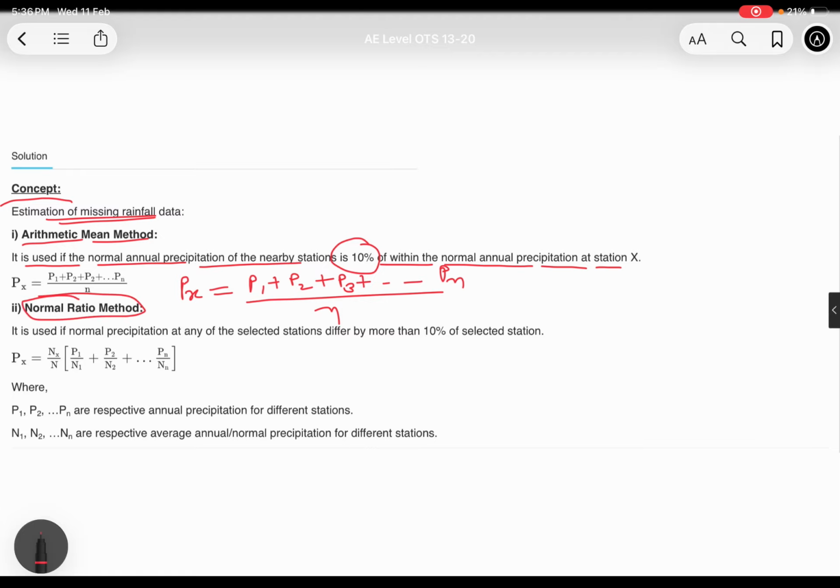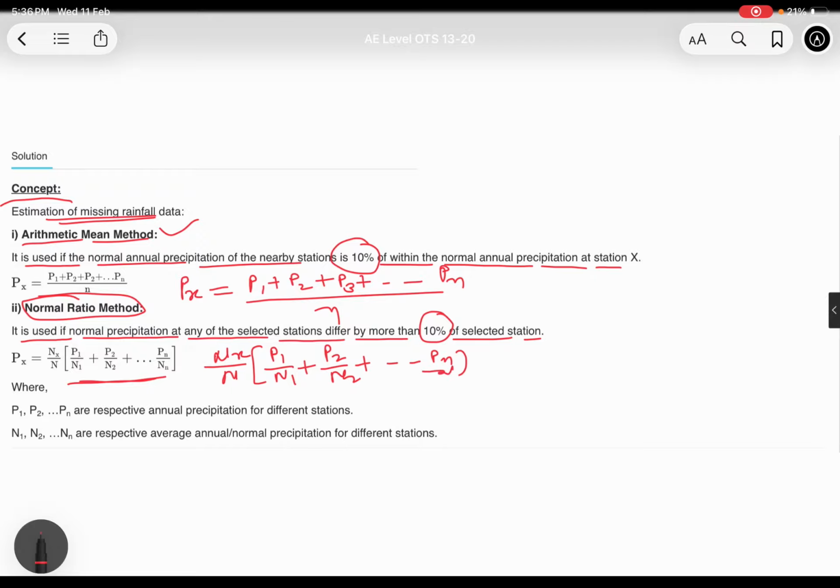Normal ratio method, that is the arithmetical method, is used if the normal precipitation at any selected station differs by more than 10% for the selected station. So this is its formula. Px equals Nx divided by n times P1 by N1 plus P2 by N2 plus Pn upon Nn, where P1, P2, Pn are the respective annual precipitation for different stations, and N1, N2, Nn are the respective average annual normal precipitation for different stations.